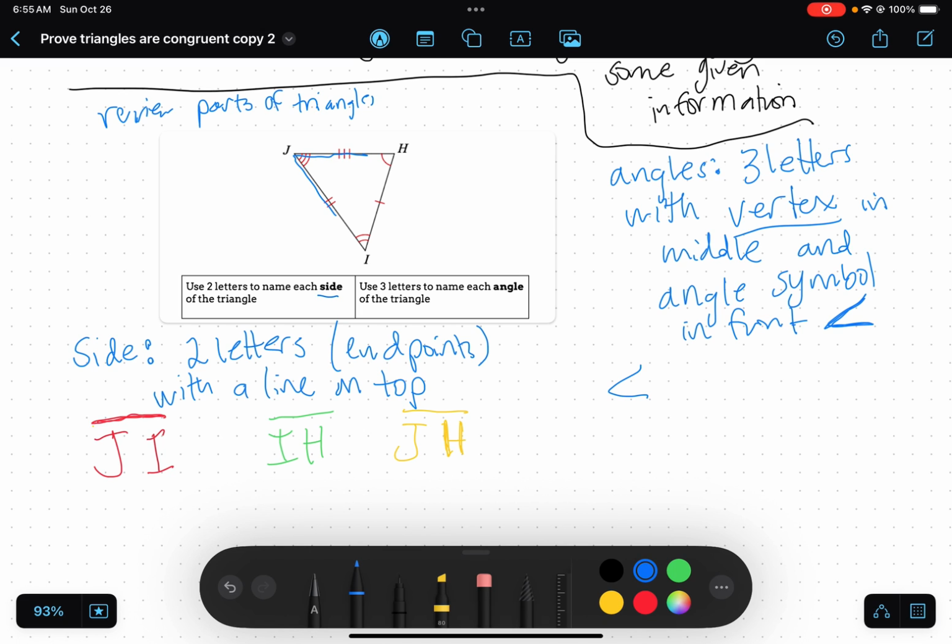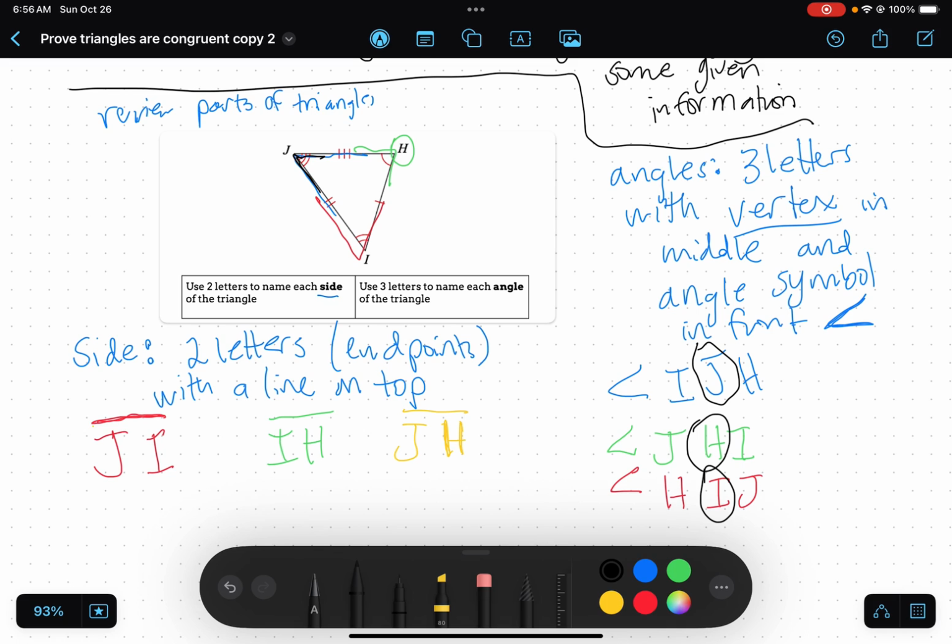So it's angle IJH. I could switch the H and the I, but the J has to be in the middle because that's the vertex of that angle. Let's name this angle right here: angle JHI. The H is the vertex, so the H is in the middle. And then angle HIJ. So for all my names of angles, I have my angle symbol in front, and then three letters with the vertex in the middle.